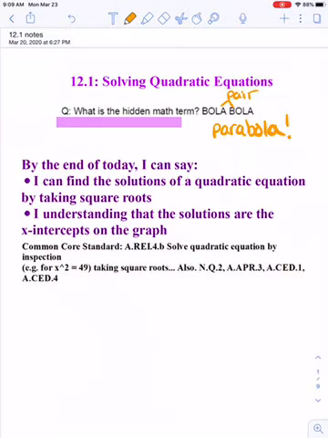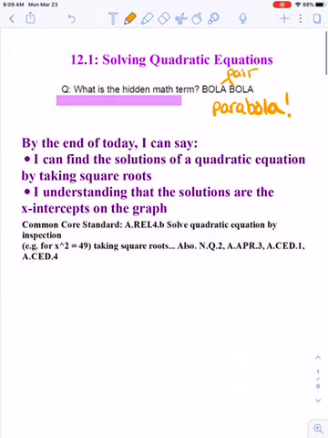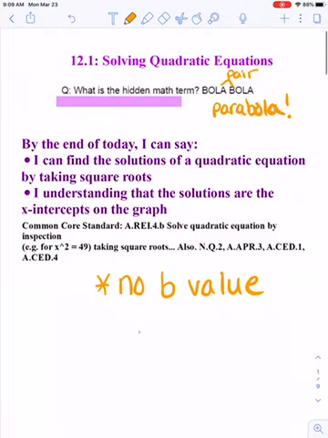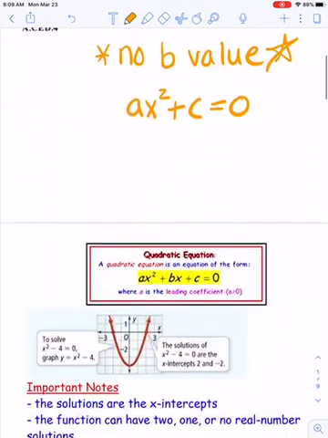So let's go ahead and get into solving quadratic equations. Today specifically we're going to solve quadratic equations where there is no b value, meaning our quadratic is going to look something like this: ax squared, there's no b value so there's no bx, just plus c is equal to 0. And that's what we're going to solve today, solving quadratics where there is no b value.